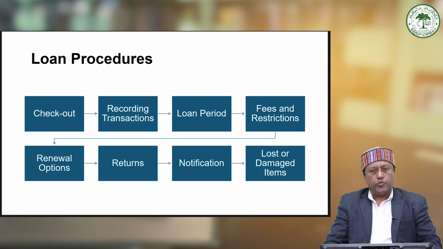Next important procedure is fees and restrictions. Libraries may impose fees for overdue items. As I told you, if it is penalizing, means overdue charges you have to pay. There may also be restrictions, such as limiting the number of items that can be borrowed at once, or restricting access to reference materials that cannot leave the library. So at least a user should understand that, okay, some are reference documents, rare documents, or textbooks that cannot be borrowed. These rules should be very clear.